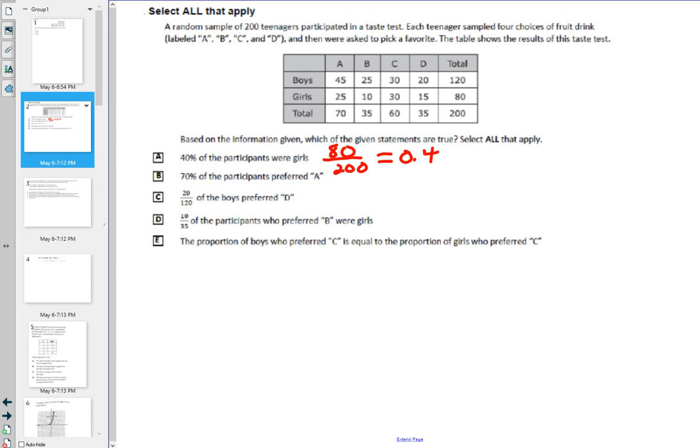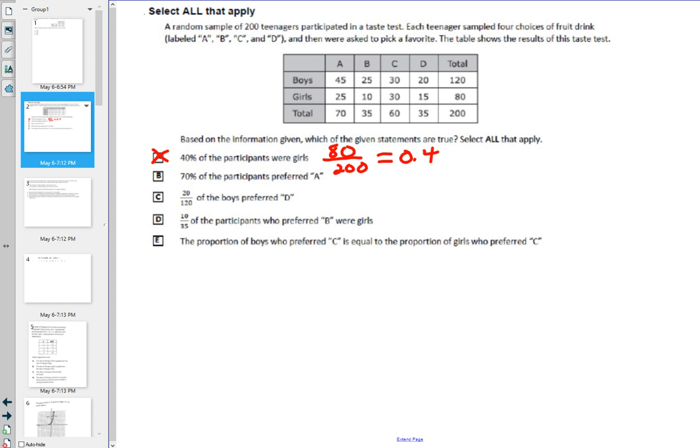0.4. So is that true? Are 40% girls? Quicker you answer, the more we get to do. Yes. 0.4 is the same as 40%.